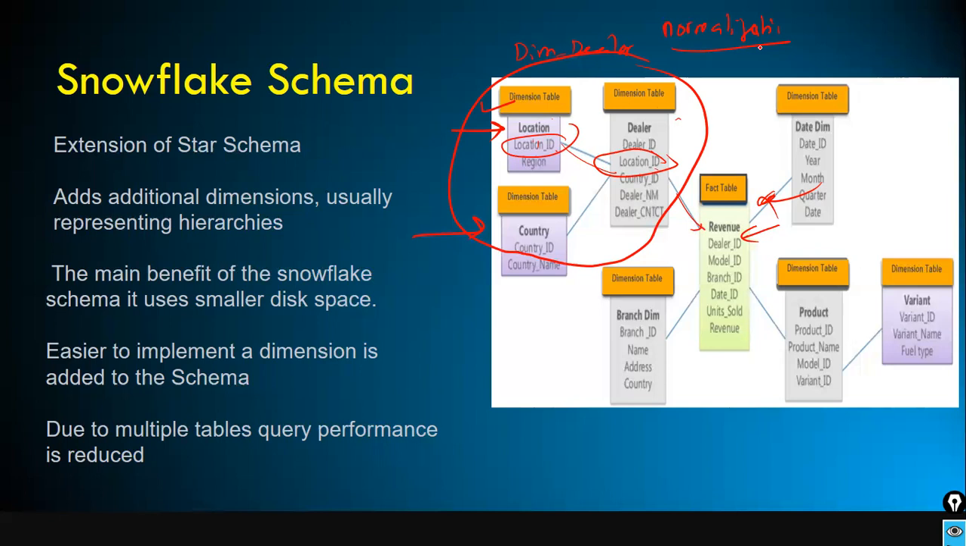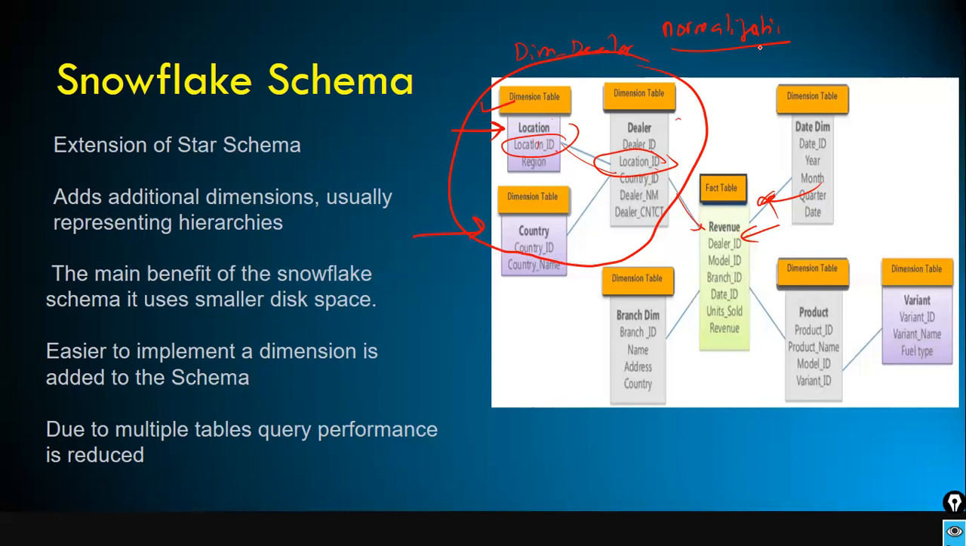This is to overcome the redundancy. So we want to utilize the space or disk space efficiently. That is one key advantage of using Snowflake schema. What is that? It uses lesser disk space because you are splitting the table and storing the relevant data in different tables, right? So what happens is you can save the space. It is easier to implement a dimension, right? So that is added to your schema.